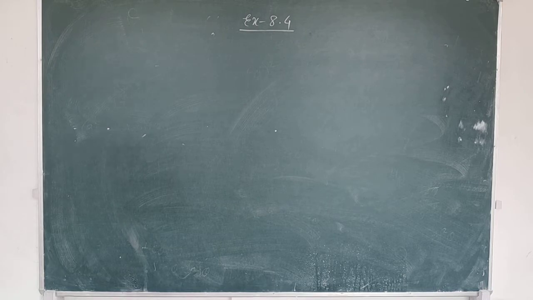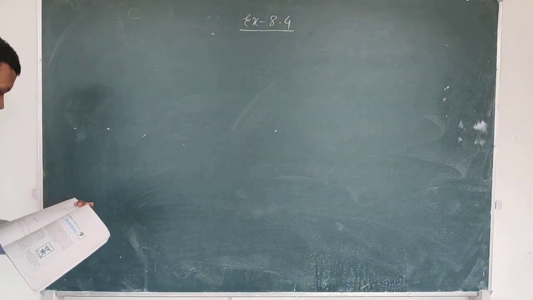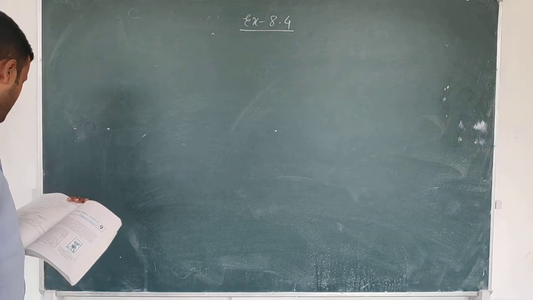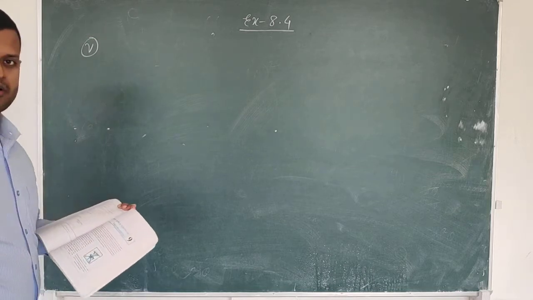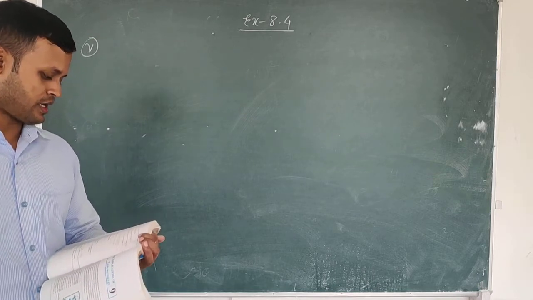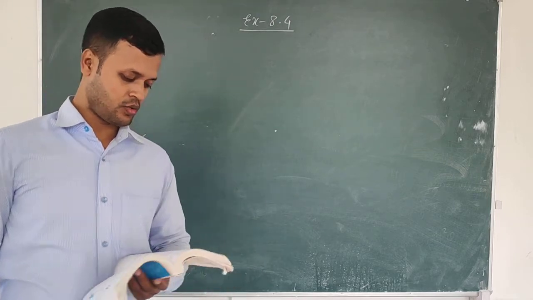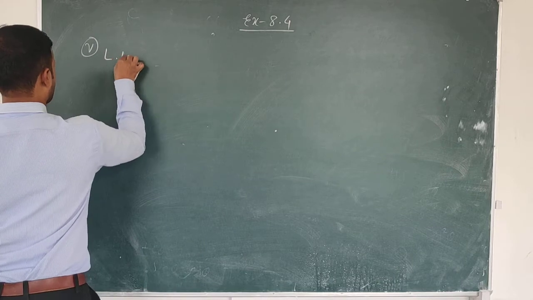So next, friends, let us see number 5. Okay, so number 5: cos A minus sin A plus 1 by cos A plus sin A minus 1 is equal to cosec A plus cot A. So LHS let us take.